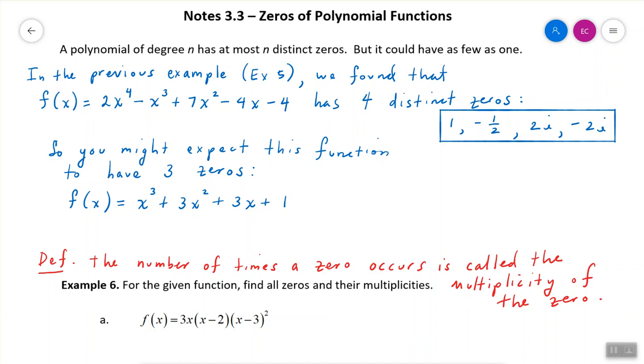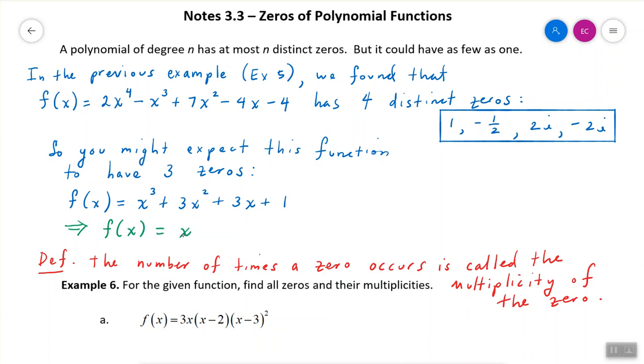So let's look at the next example. You have f of x equals x cubed plus 3x squared plus 3x plus 1. Since it has degree 3, you might expect to get 3 distinct zeros, but that's not the case. In fact, you only get 1. Let me show you why. And you know, you could go through the process we learned in the previous video to factor this for yourself. We won't take all that time right now.